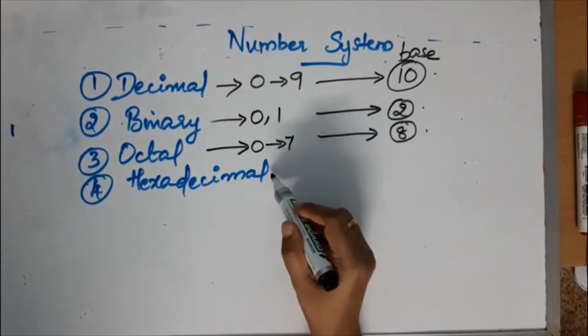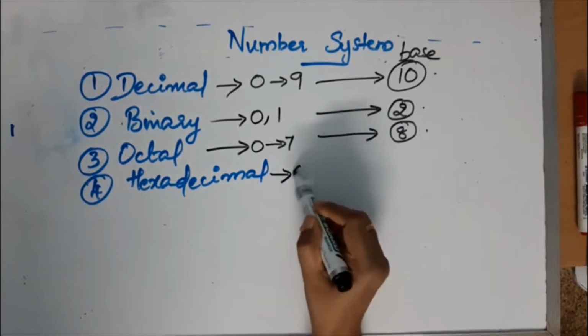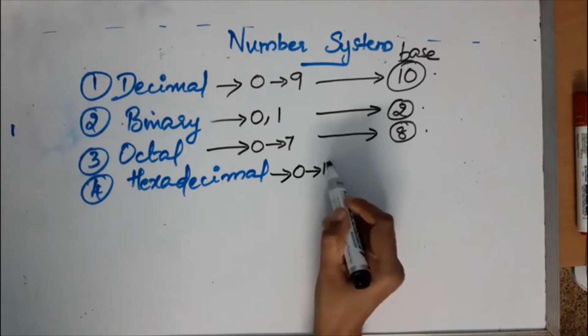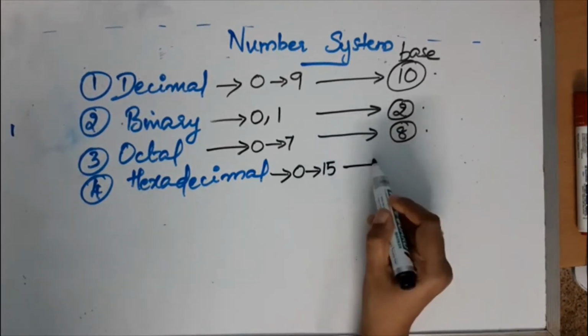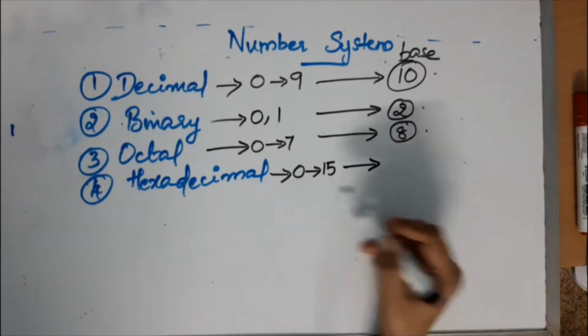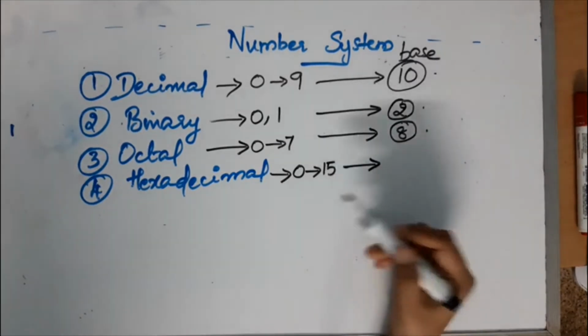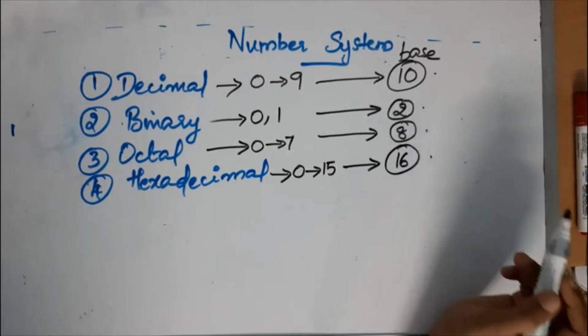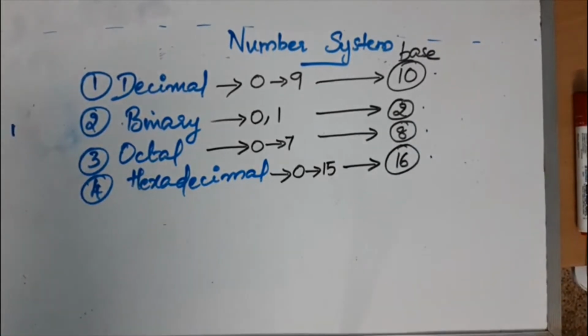Hexadecimal. Hex means 16. So it deals with numbers from 0 to 15 actually. But then there is a change there. We'll talk about it. So 0 to 15, that is a total of 16. So the base is 16. So these are the types of number systems which we will be dealing with in our first module.